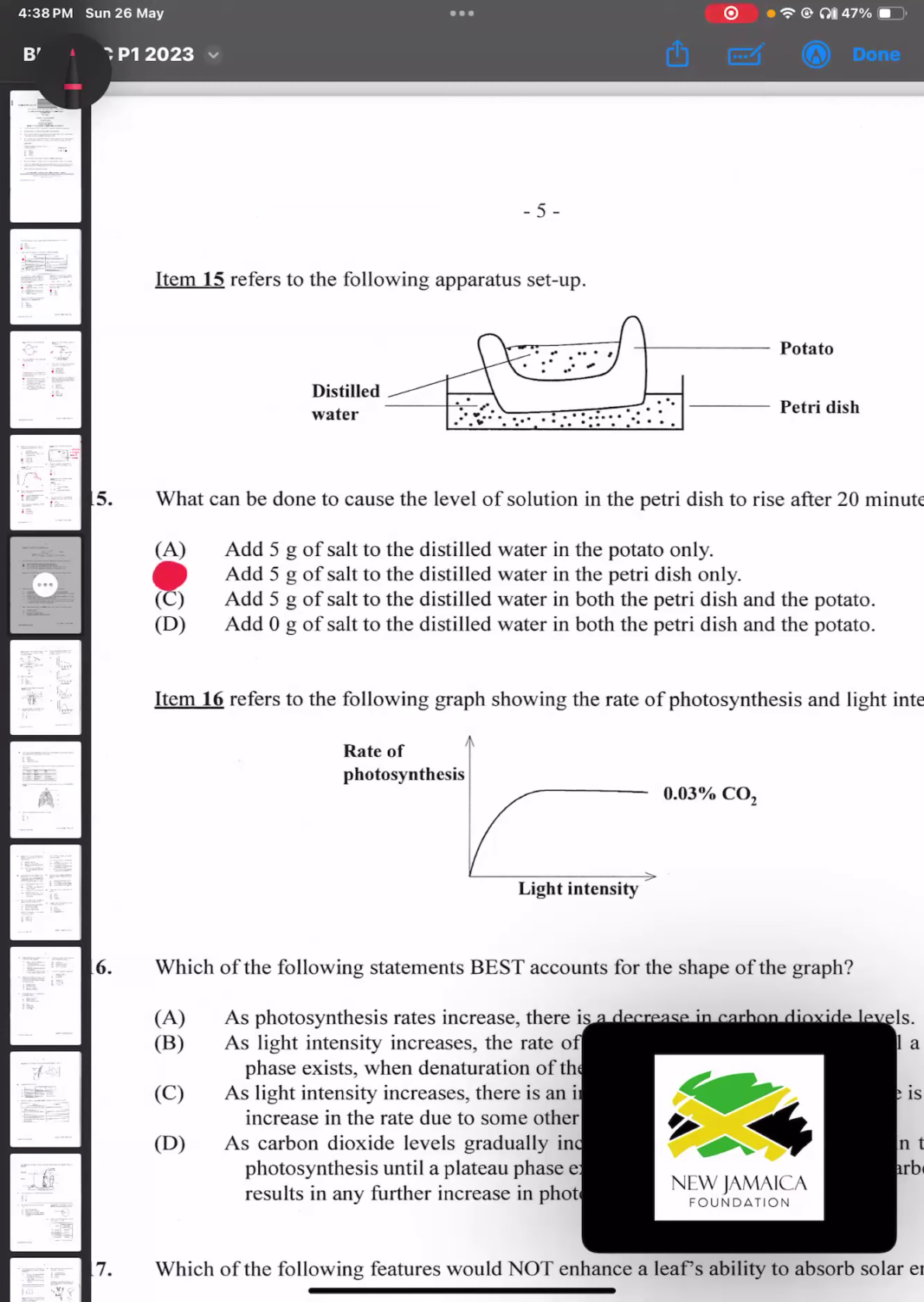Yeah, because you would put the salt in the petri dish, because when we put the salt in the petri dish, that would allow water to be drawn out from the inside of the potato into the petri dish with the water, creates the area of high concentration where the water will move out into the petri dish.